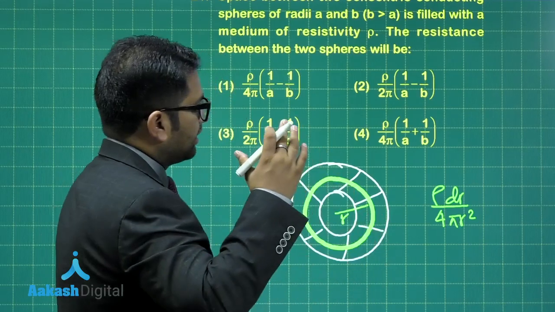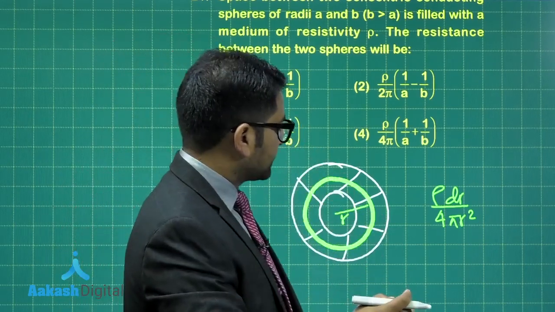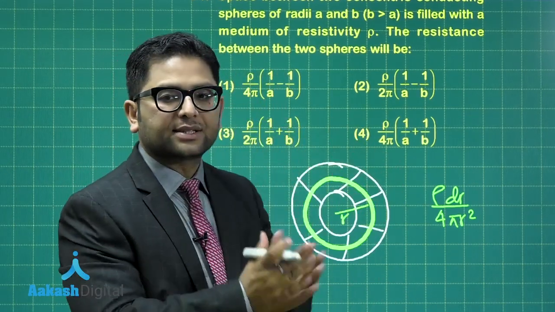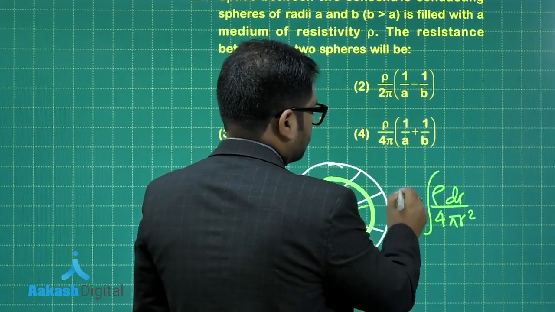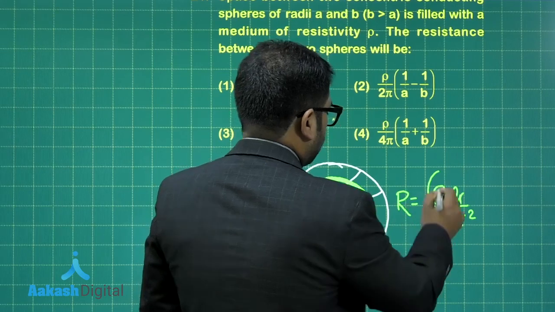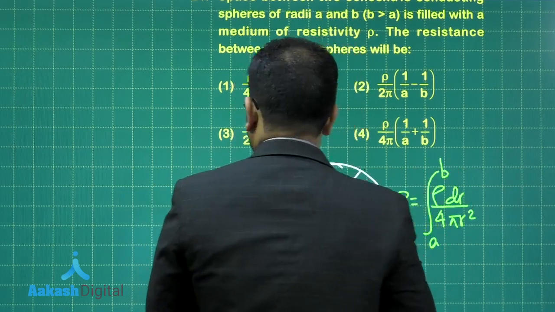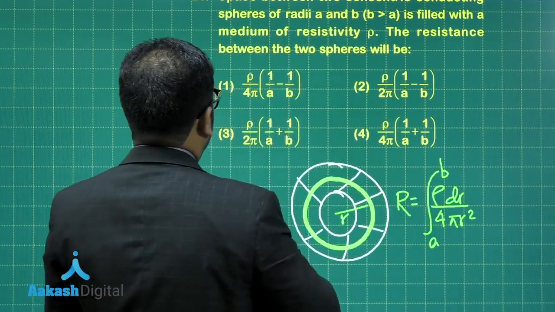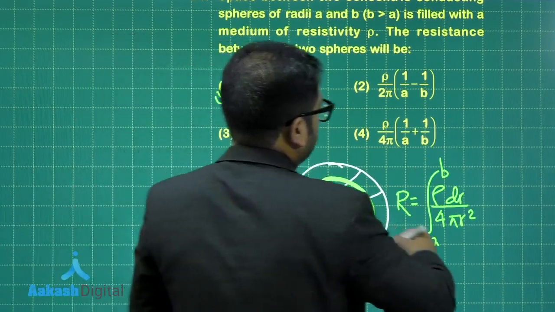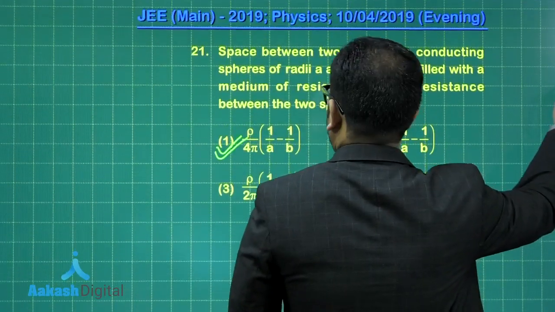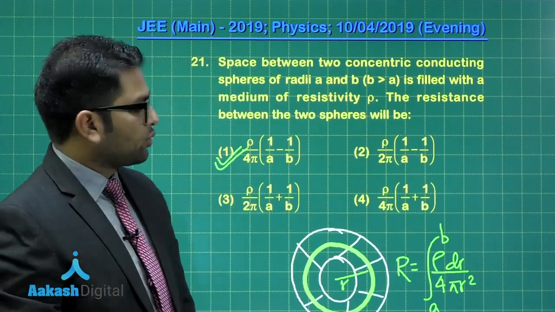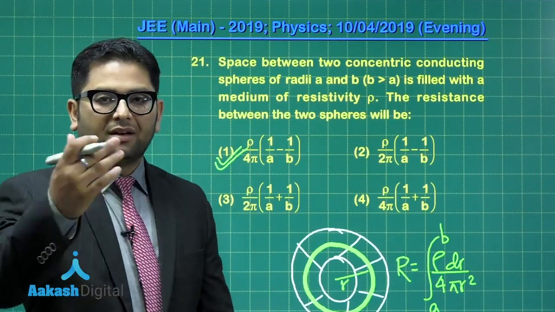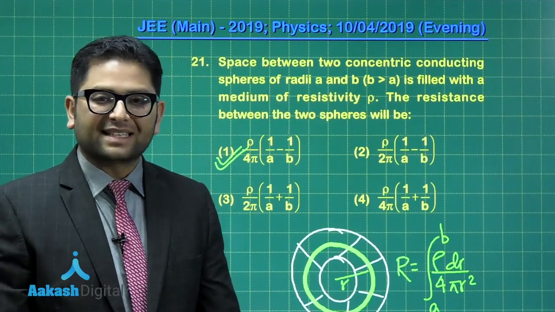That's the infinitesimal resistance of this green sphere. And in order to calculate the total resistance, the limit has to go from a to b. And that's an easy integration. You need to do that. You would get option number 1 as the correct option for this question. That was question number 21. Let's move forward to the 22nd question.